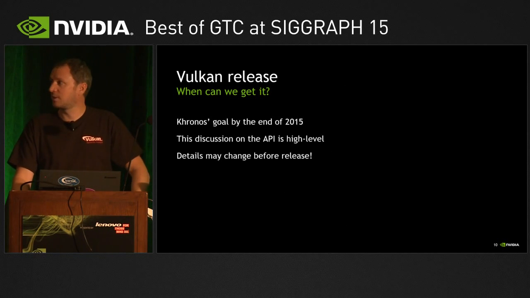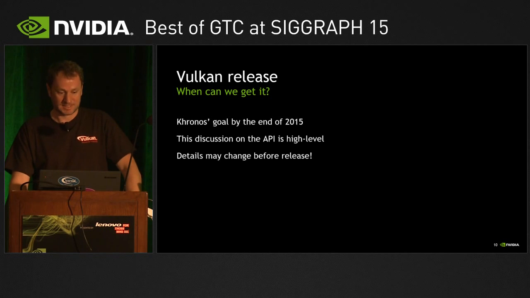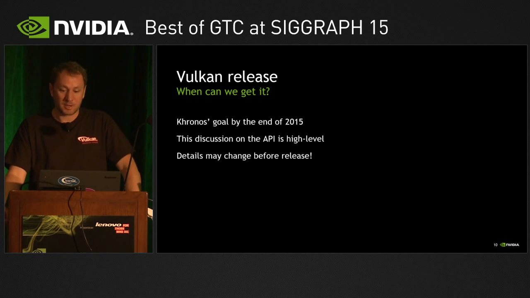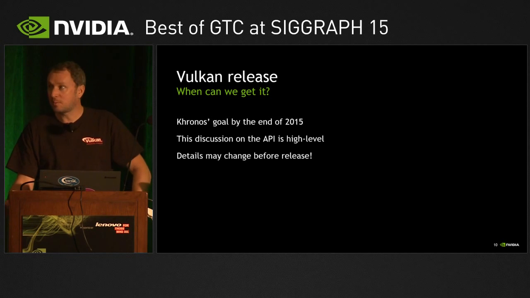So when is Vulkan going to be released? Sometime this year is what Khronos has stated before. Because it hasn't been released, I can't go into the nitty-gritty details of what exactly is in Vulkan, but I can talk about a lot of the concepts at a high level, which I will do. And of course, some of the things I mention may not be quite accurate when it's released, because things are still changing, but by this point, the API is getting pretty solid.